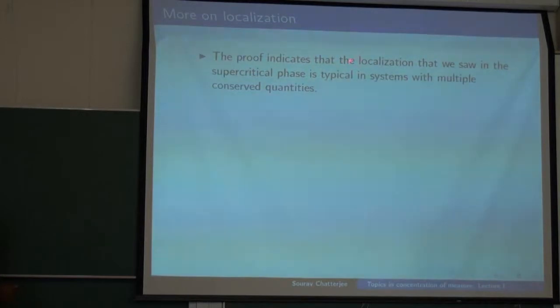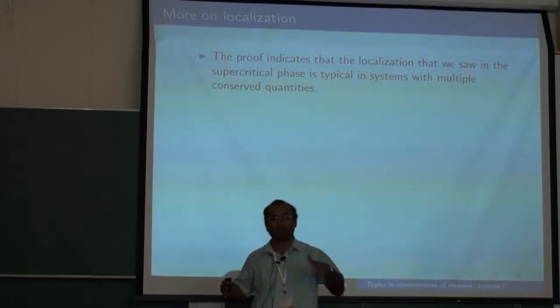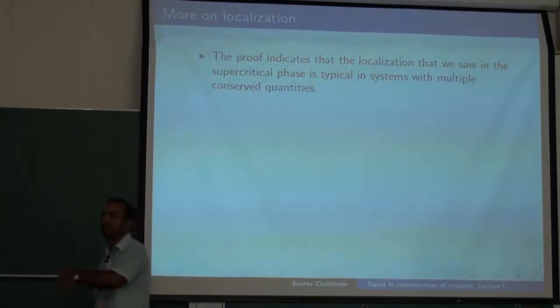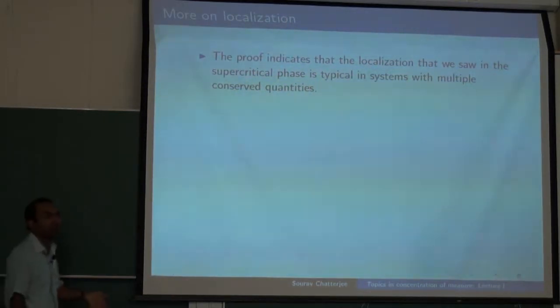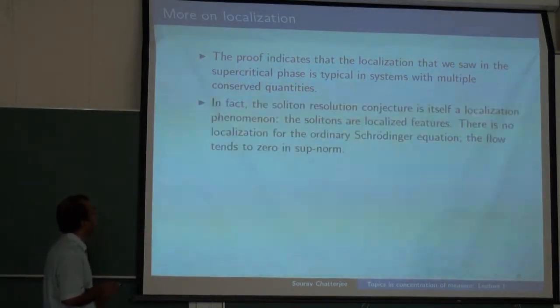Okay, so I will show you the proof later on, and the proof will show that this localization must be typical in manifolds with multiple conserved quantities. So if you have multiple implicit equations which define a manifold, and you choose a point uniformly from there, it is likely that you will get some kind of localization. Okay, so we'll see why that's the case.